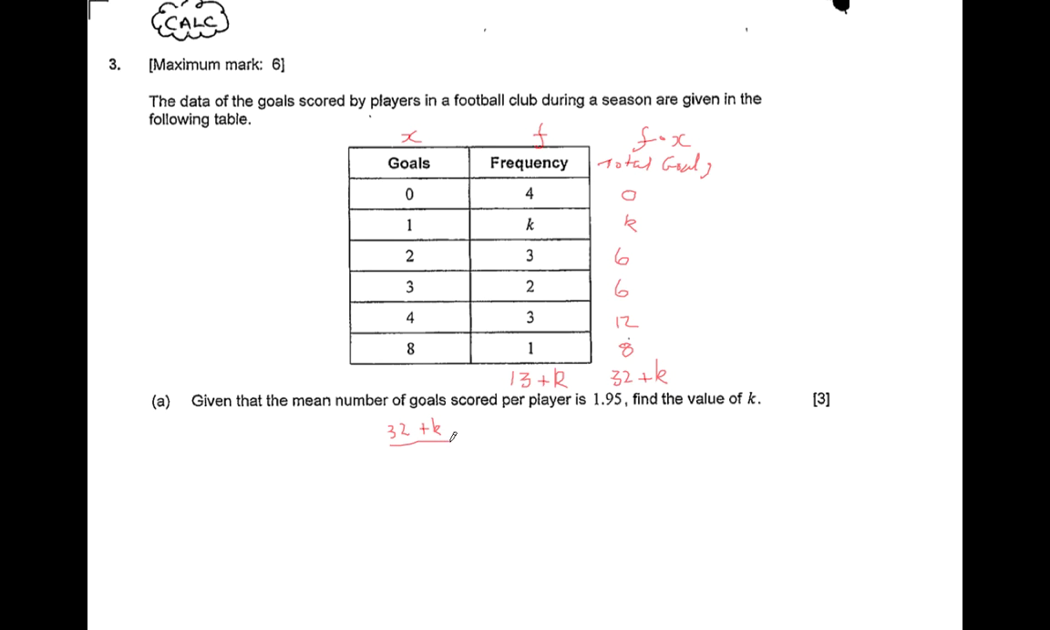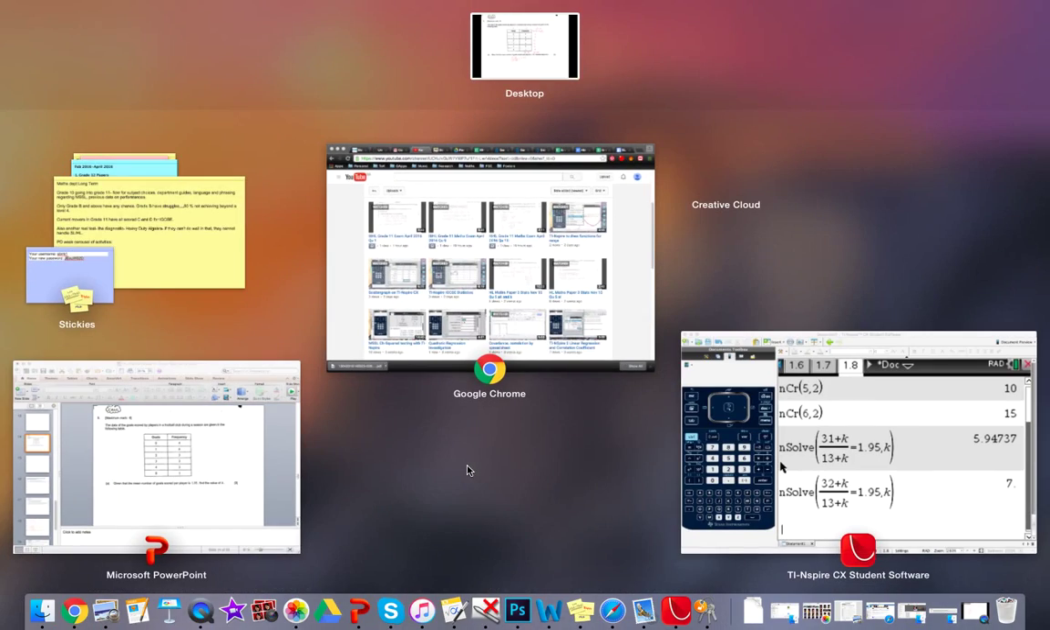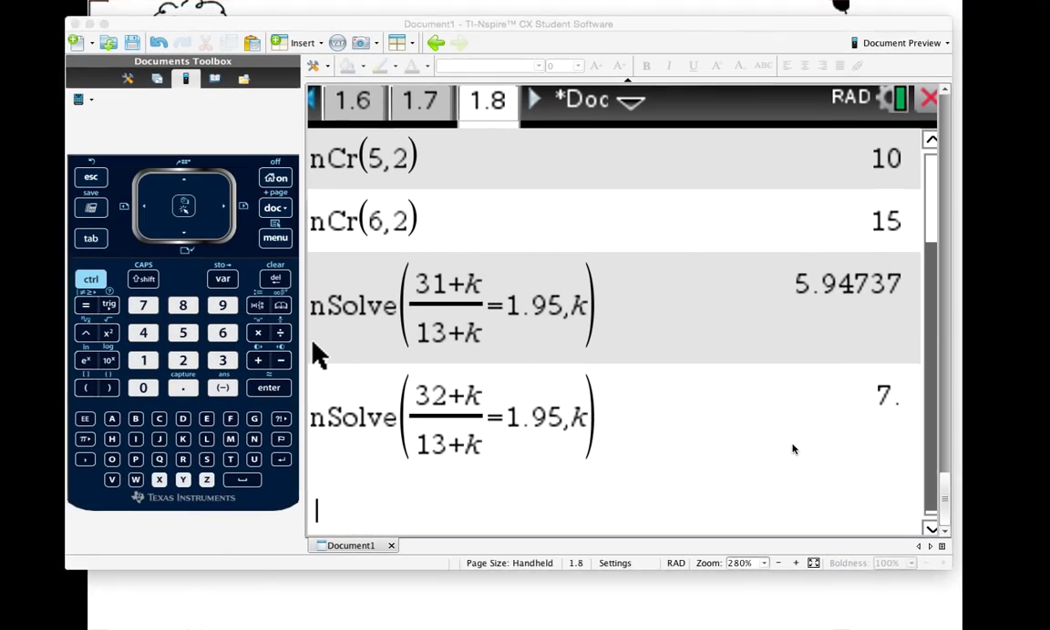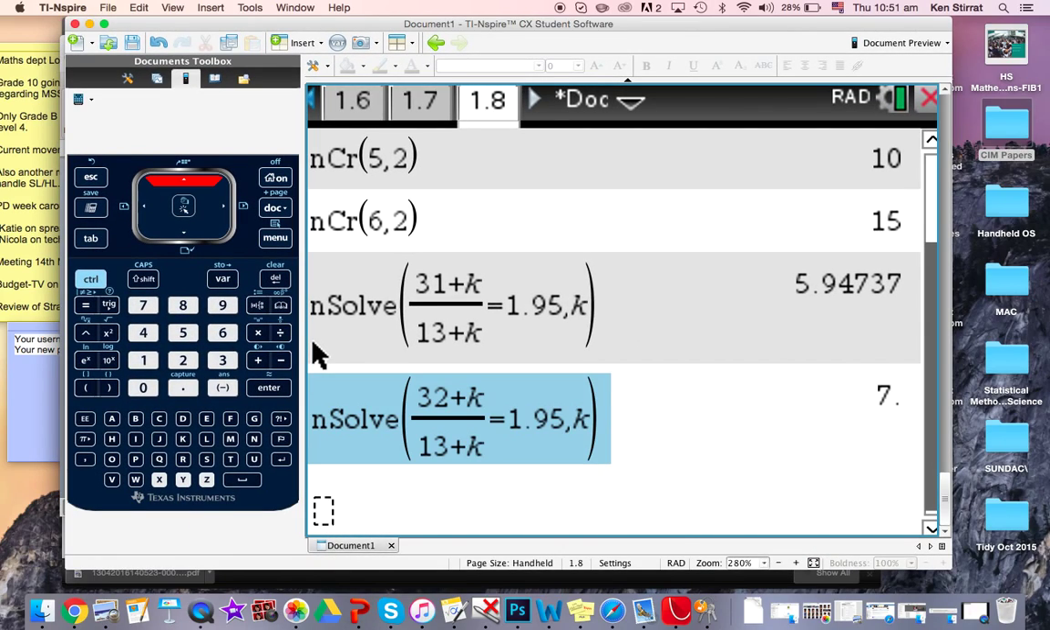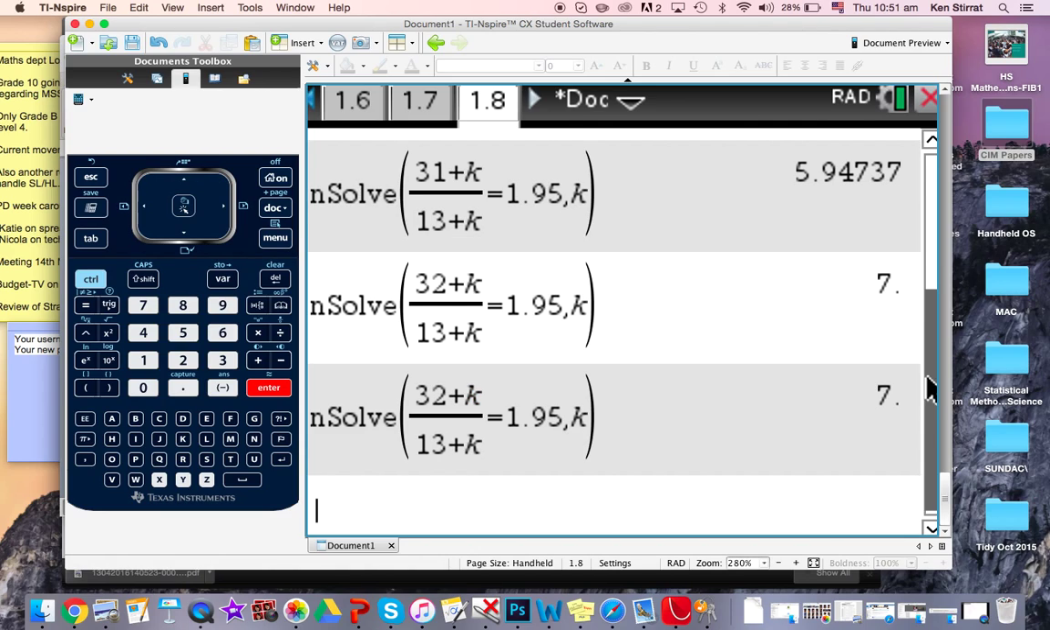divided by the total number of players, and that will give us the mean score of 1.95. Now you can obviously rearrange this and treat it as a linear equation, but if it's a GDC question, we can just use nsolve here. I've already typed it into my calculator, so nsolve function, and we've got a score of 7 here. Okay, so value for k is 7 using the nsolve function.